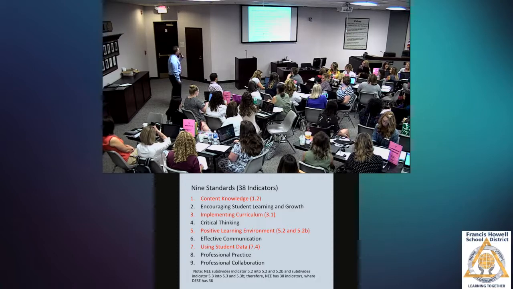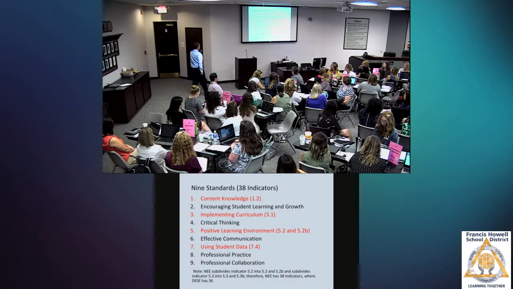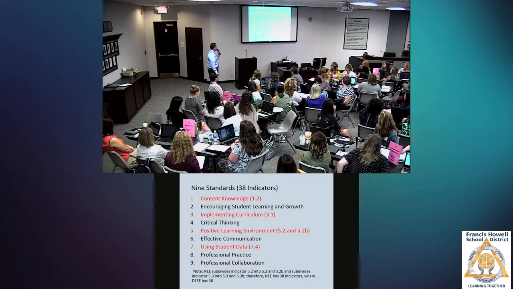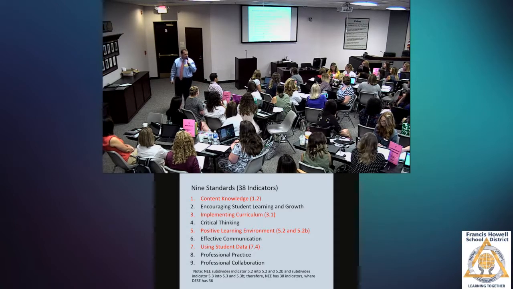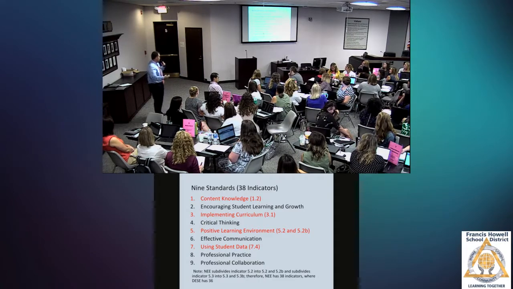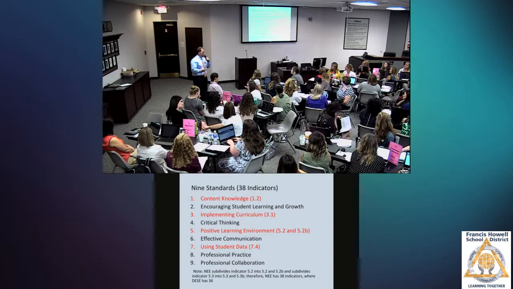These are the big categories, those 9 standards. If you look at the highlighted ones in red, we will focus this year on content knowledge, which is standard 1.2. Implementing our curriculum, which is 3.1. We're going to skip down to 7.4, which is using student data as you teach. And then when we look at that positive learning environment, that is something that all of you will be scored on as well, 5.2 and 5.2b.